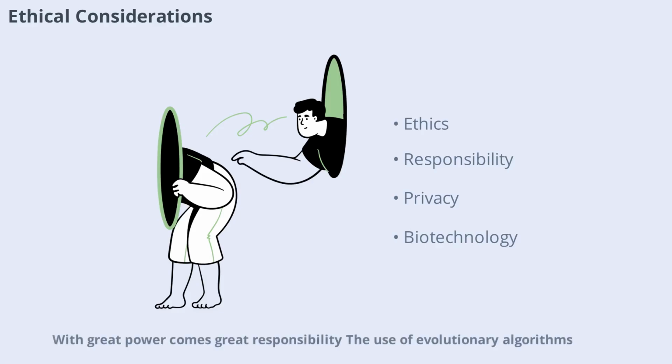With great power comes great responsibility. The use of evolutionary algorithms in biology raises important ethical questions, such as the potential for unintended consequences, data privacy, and the responsible use of biotechnology. Researchers must carefully consider these issues, ensuring that their work benefits society while minimizing risks.